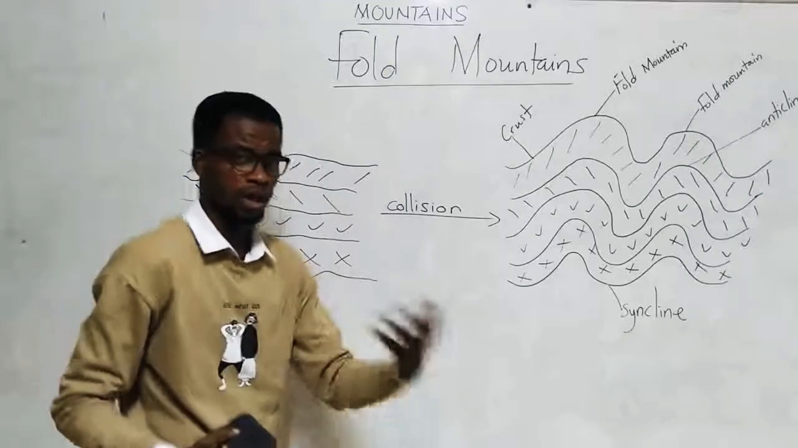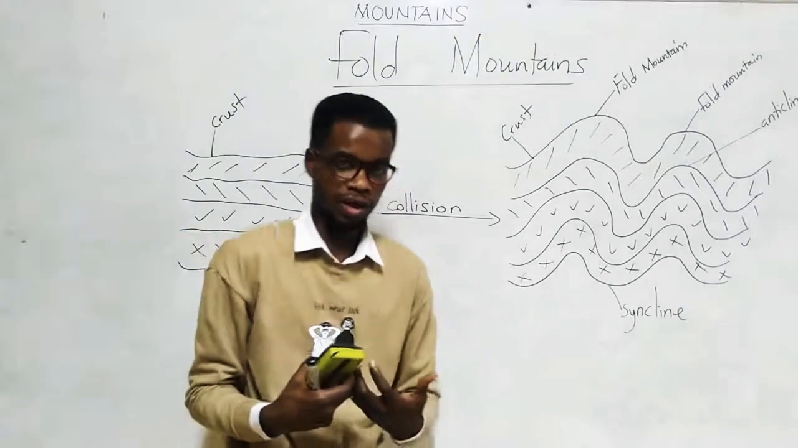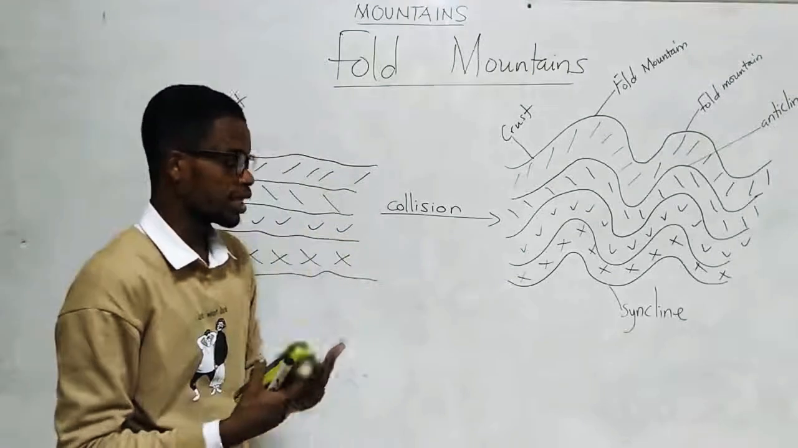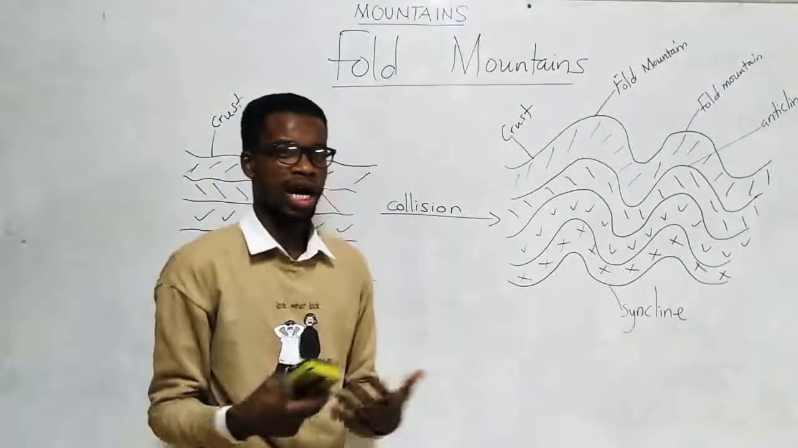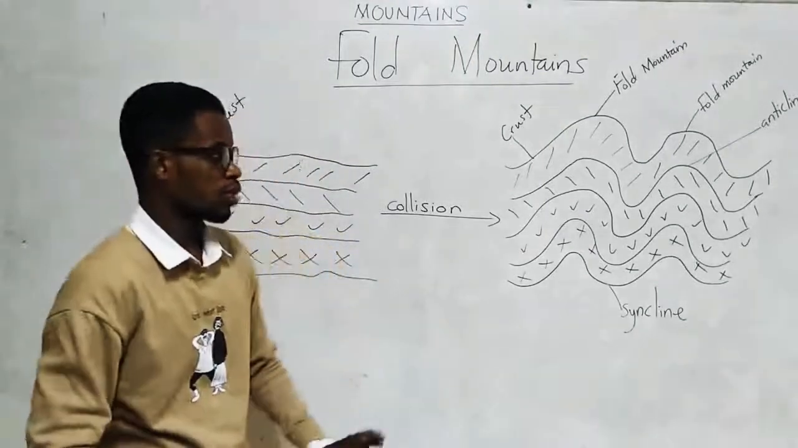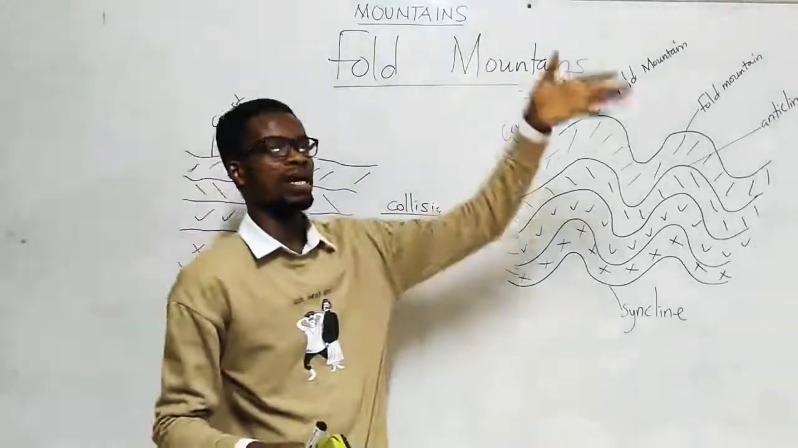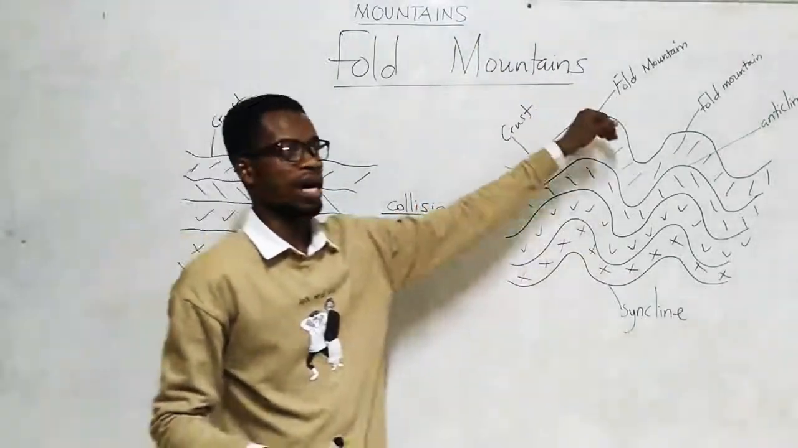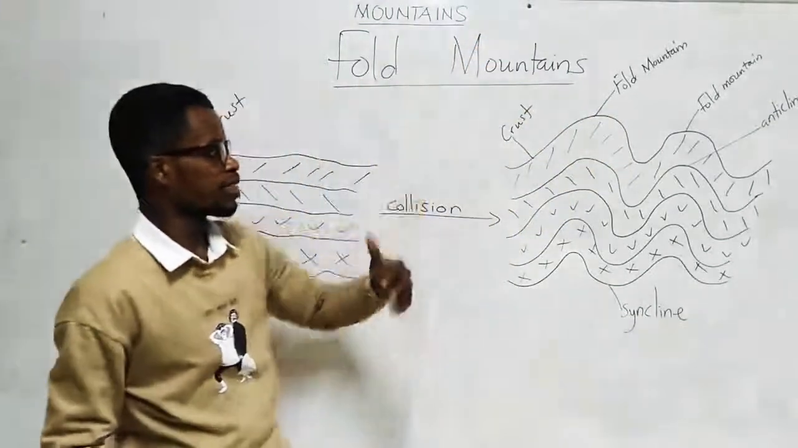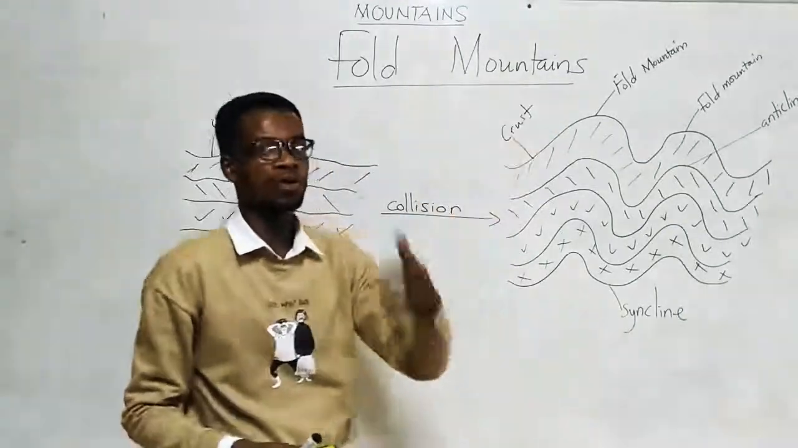A fold mountain is formed due to the collision of the earth layers. As the earth layers move, they collide with each other. As they collide, they either bend upwards or downwards. The ones that fold upwards affect the upper layers, causing that part of the crust to rise above sea level. Therefore, we call that part the fold mountain.